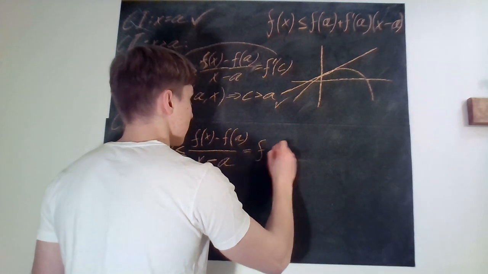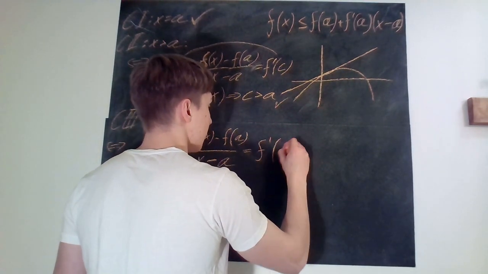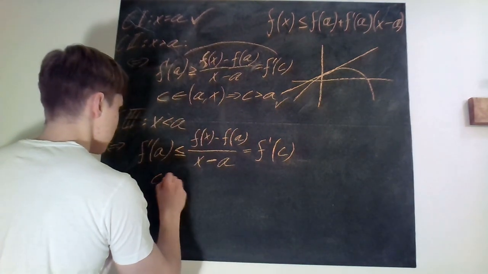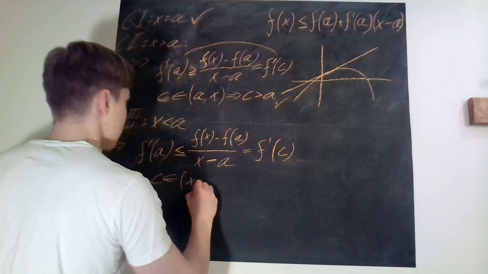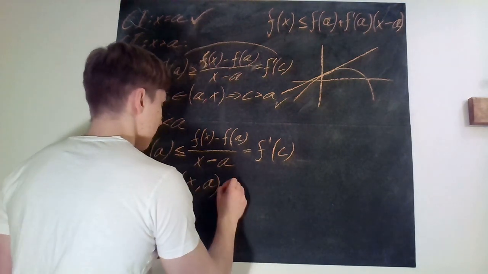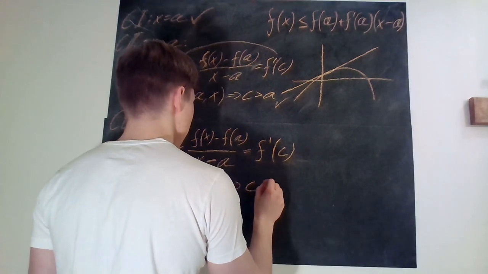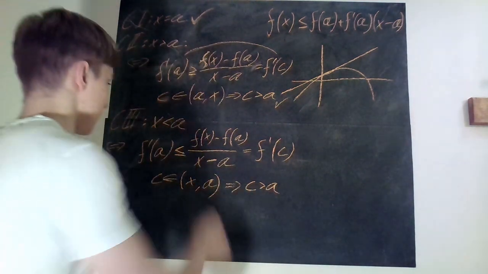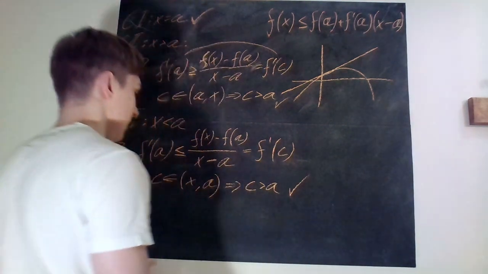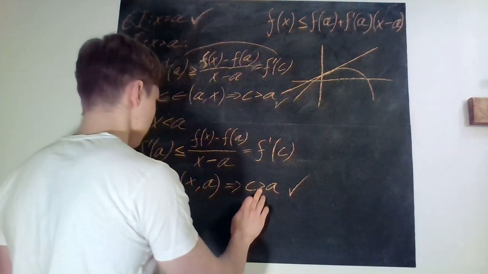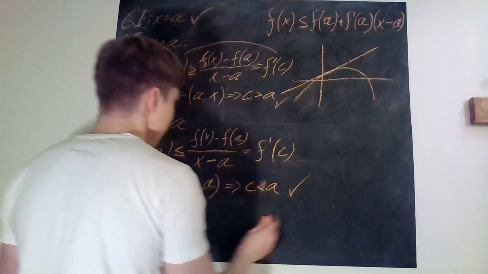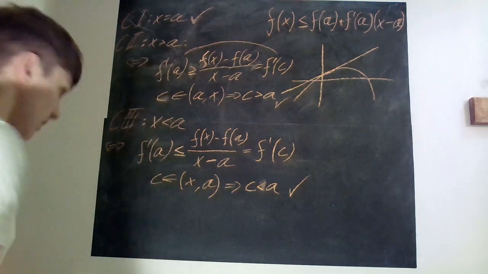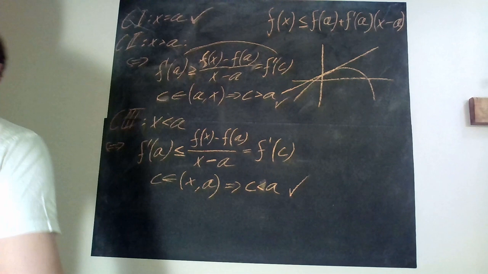So now we know that there's a c in between, now not a and x, but x and a, because now x is smaller than a. No, sorry, c is less than a. So then, of course, f prime of c is greater than f prime of a. So yes, that was the first part of the problem.